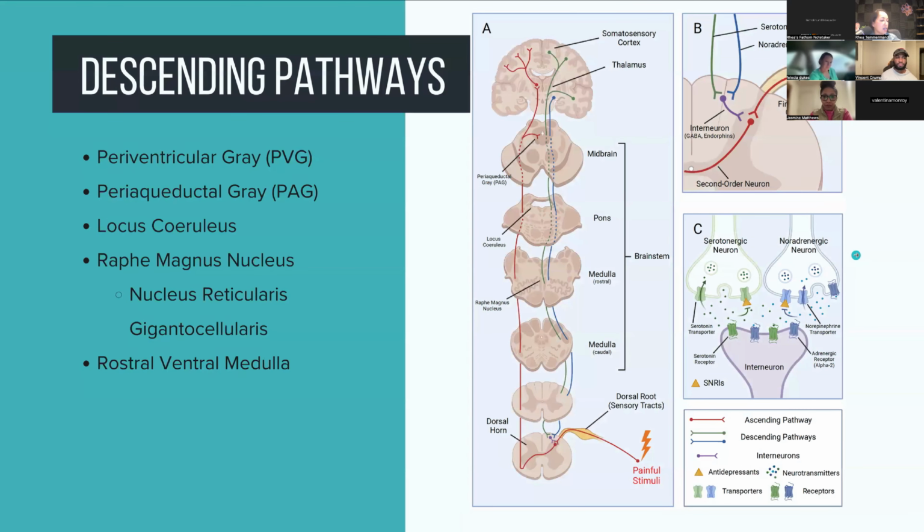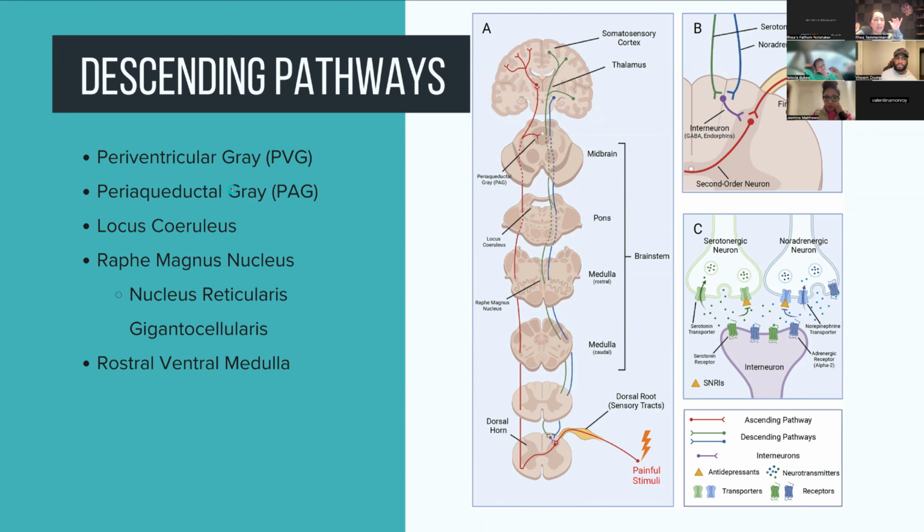So let's now talk about the descending pathway. Now, we talked about the ascending pathway. We've gotten up to the brain, third order neurons, different parts of the brain. Now we're going to talk about this area here where you start to have some branching and then these descending pathways that come back down to decrease pain.